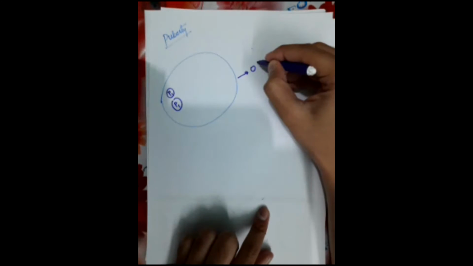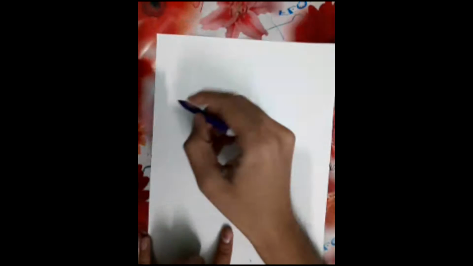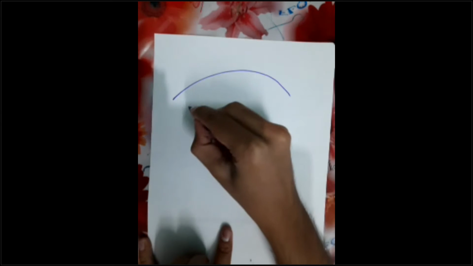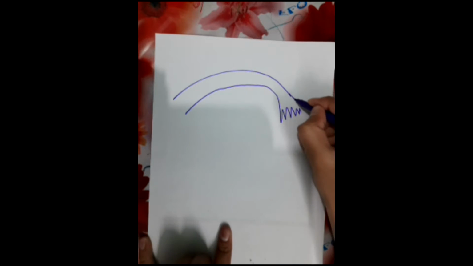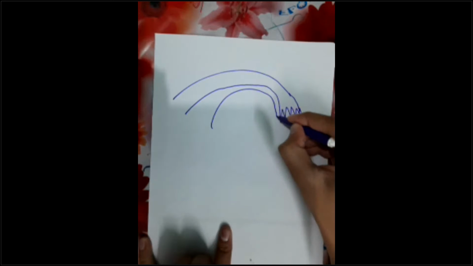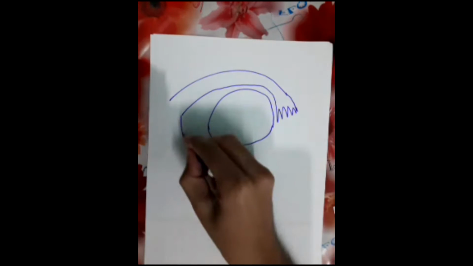Okay, I think I should draw a different diagram for this. Yes, let us take this page now. So this is the fallopian tube. This is the fimbrial end of the fallopian tube. This is the ovary, and this is the uterus, guys.